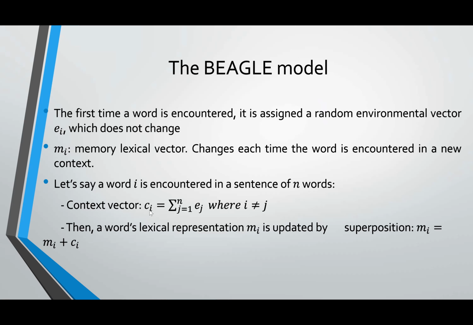When a word i appears in a sentence of n words, a context vector c_i is formed by summing the environmental vectors e_j for all the words in the sentence, excluding the target word itself. The word's lexical representation m_i is updated by using the superposition method. m_i undergoes an update through the superposition.